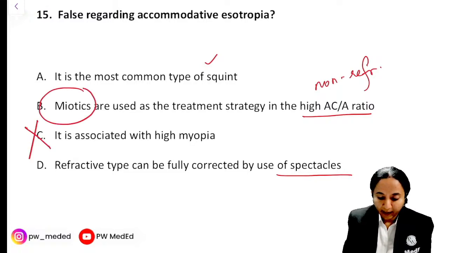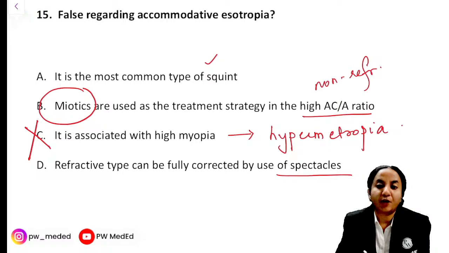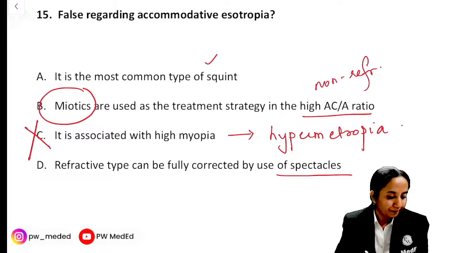So what is wrong is this, that it is associated with high myopia. It is not associated with myopia. It is associated with uncorrected hypermetropia. So uncorrected hypermetropia in children gives rise to eso.